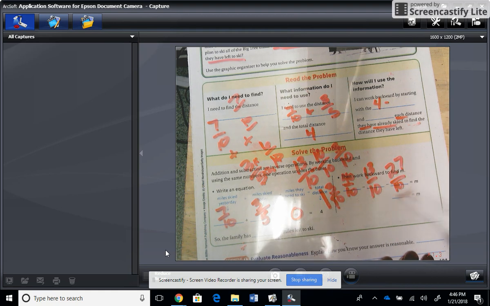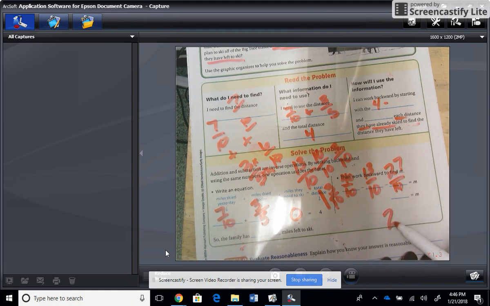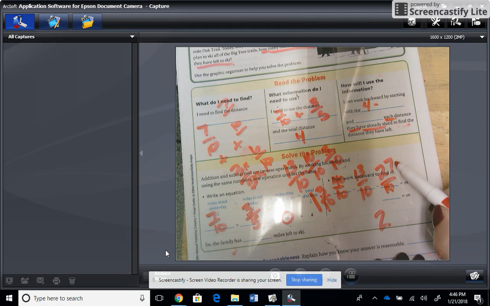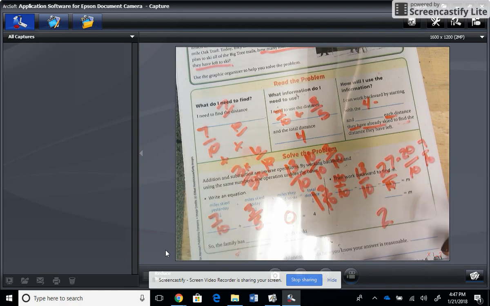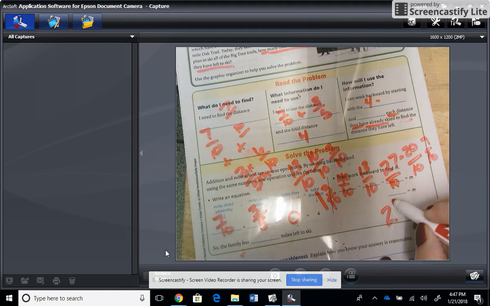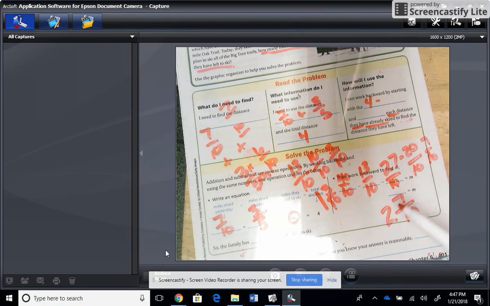To simplify it, I got to get it into a mixed number. 10 goes into 27 2 times, so that's 2. 2 tens is 20/10. Subtract it. I have 7/10 left. So how much do they have left to ski? 2 and 7/10. And I know that I can't simplify this anymore because 7 is a prime number.